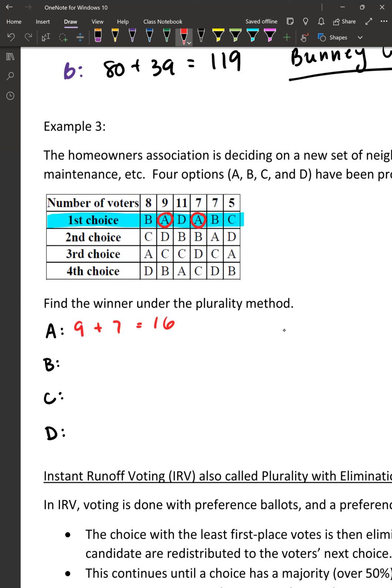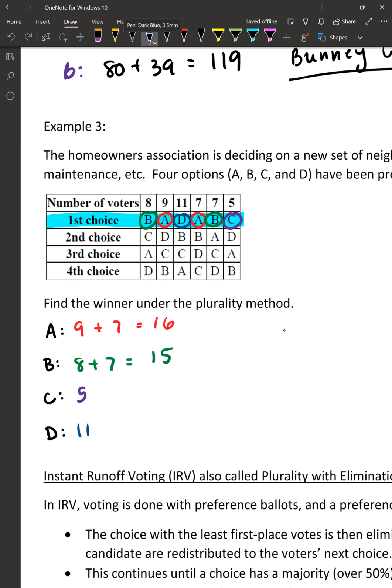When you zoom in, the ink gets really large. Okay. What about for B? B is here and here. So they have 8 plus 7 first place votes. That's 15. All right, and C, you can see, C is right here. They only have 5. And D is here with 11.